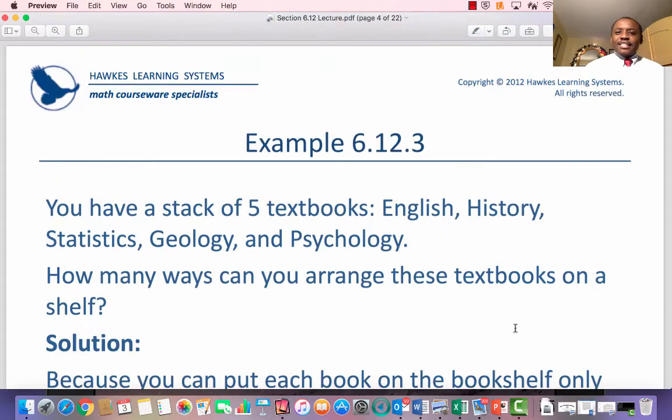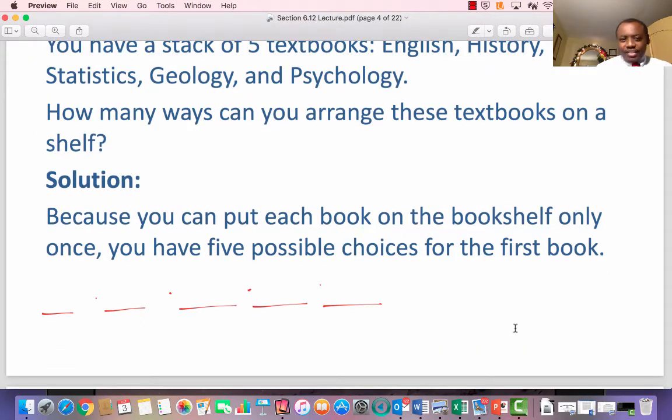Beautiful. Example 2. You have a stack of 5 textbooks, English, history, statistics, geology, and psychology. How many ways can you arrange these textbooks on a shelf? Very easy. Solution. You start with 5 dashes. I always do that. 1, 2, 3, 4, 5. So these are the 5 textbooks.